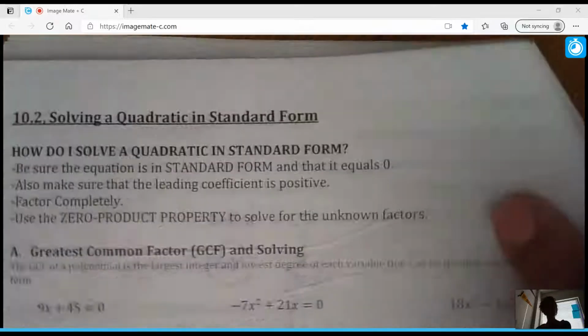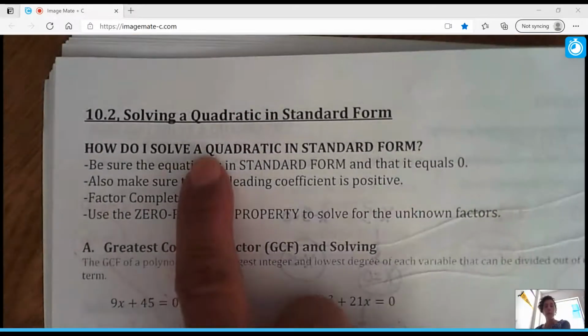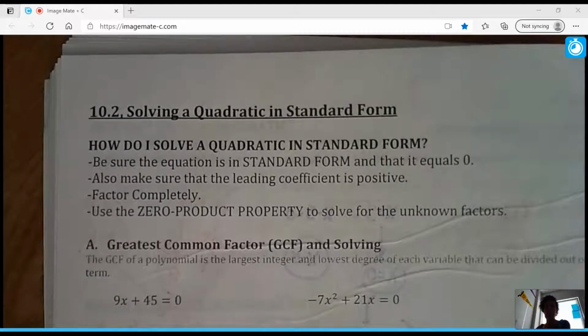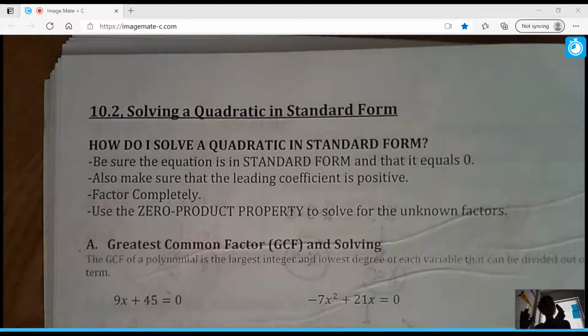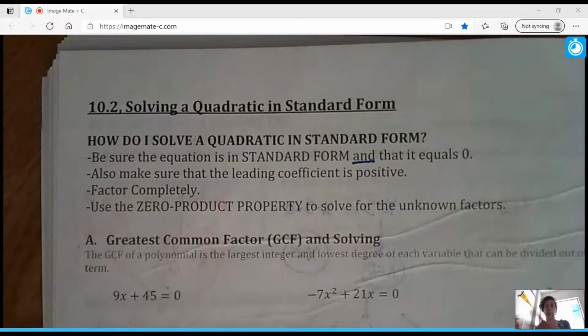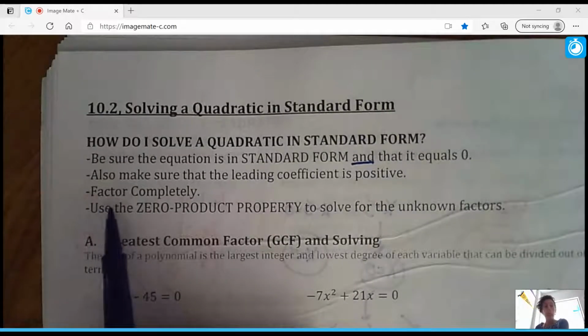There are a couple things to keep in mind when we do this. So how do we solve a quadratic in standard form? First, we have to make sure that it's in standard form, which means you have your highest degree first, so in this case an x squared, then the term with an x, and then the constant, and it's got to equal 0. If it doesn't, you're going to have to get it in that form. The other thing is you do want that leading coefficient to be positive, your line leader, the one that's right in front. If it's not, that's going to change what your GCF will be, if there is a GCF. And then you will factor completely.